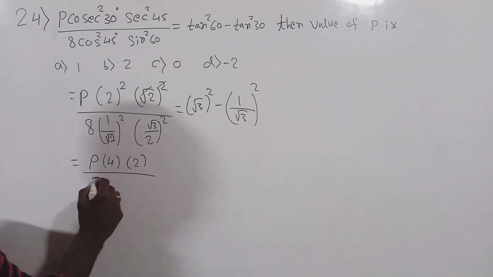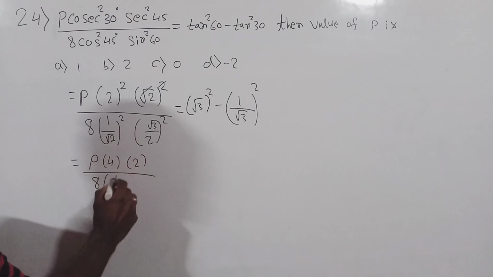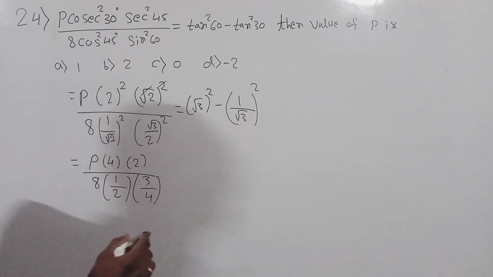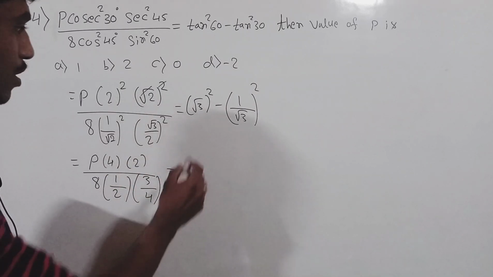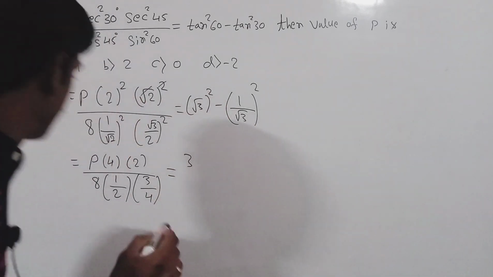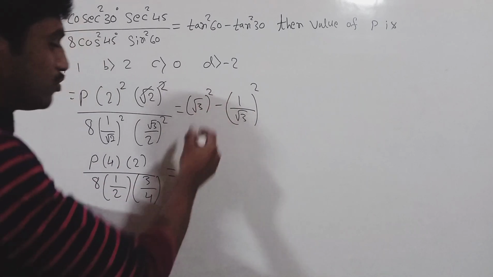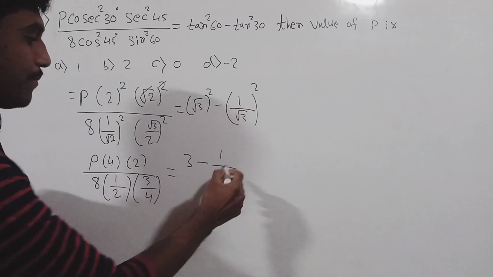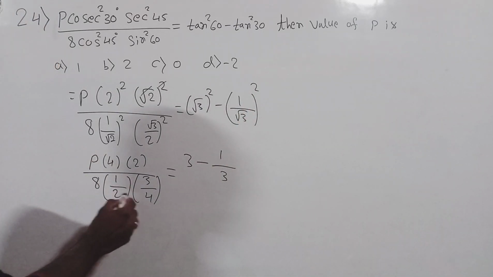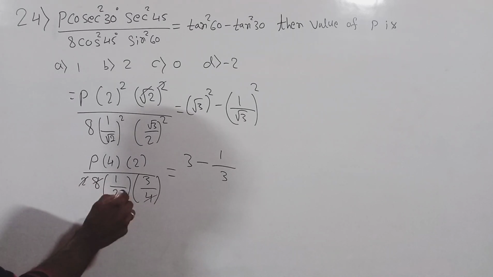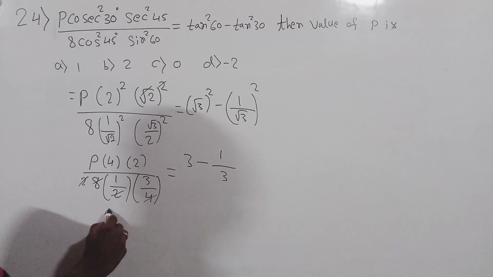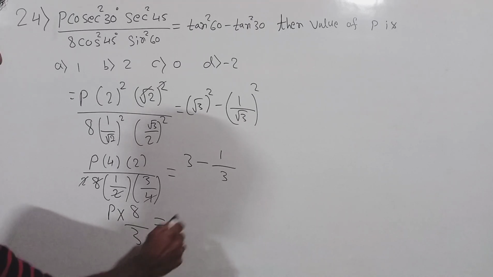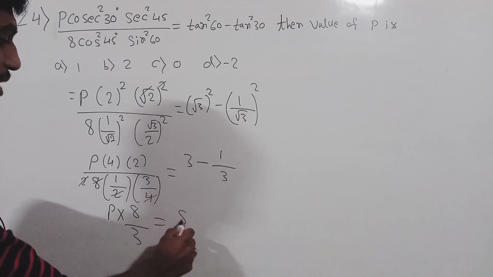And here 8 into 1 square is 1, root 2 square is 2. So again root 3 square is 3 divided by 4, which is equal to root 3 whole square is 3, minus 1 square is 1 divided by root 3 square is 3. So we get this, and here 4 ones are 4, 4 twos are 8, and 2 gets cancelled here, and P into 4 into 2 is 8 divided by 3, which is equal to 3 into 3 is 9 minus 1, 8 by 3.